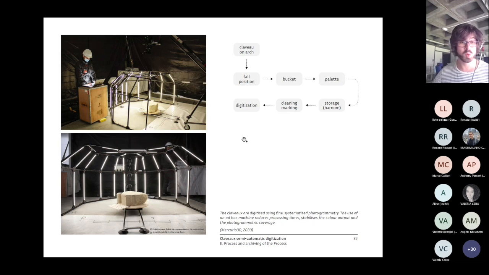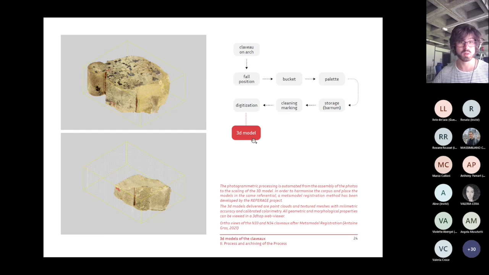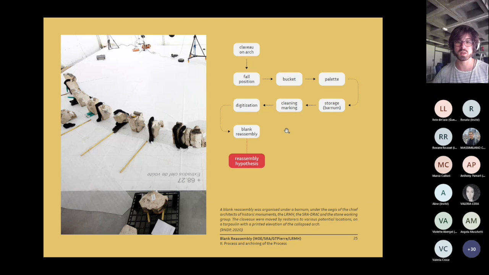Of course, a photogrammetry produces a 3D model, whose production is automated. So in orange, I think you have understood, you have the production of every piece of information, mainly digital or form-like information. Digitization is now done by Eloi Gattet. The claveaux can be brought to a next step. The next step is a blank reassembly. A blank reassembly is an anastylosis done at full scale.